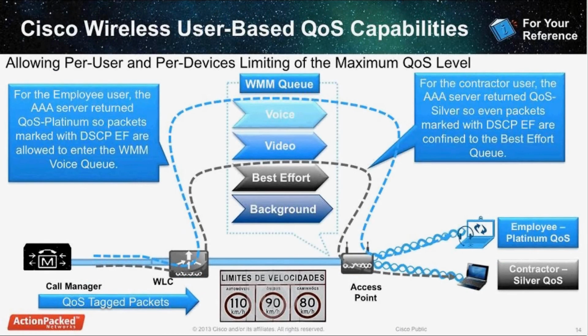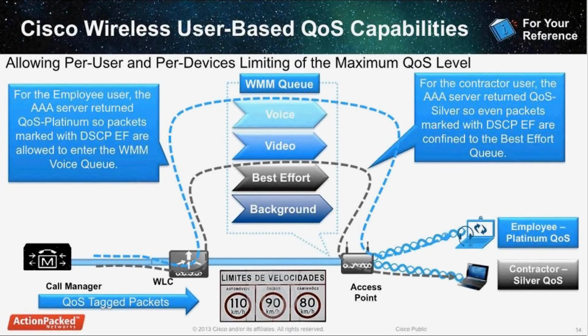In addition to all of this, we also have a user-based QoS capability. So every session between the client on the wireless LAN controller can have a different policy, a different QoS policy. So in this scenario, on the right, you have two devices. One is an employee-owned device. The second one is a contractor-based device. And you can have different QoS policies for each device type.